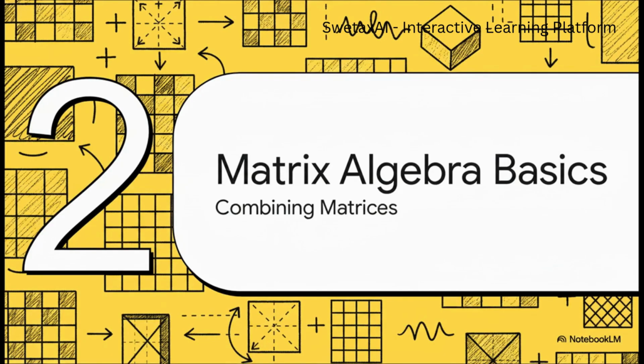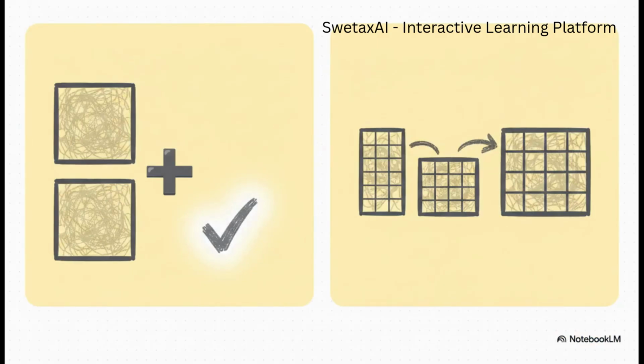Moving right along, Section 2, Matrix Algebra Basics. Let's talk about combining matrices. Now, when it comes to combining these grids, the rules vary wildly depending on what exactly you're trying to do. Addition and subtraction? Wonderfully simple and intuitive. You just add or subtract the numbers in their corresponding spots. But there's a catch. Both matrices must be the exact same order. So you can only add a 2x3 matrix to another 2x3 matrix. Makes sense, right? Multiplication, however, introduces much stricter rules of engagement.